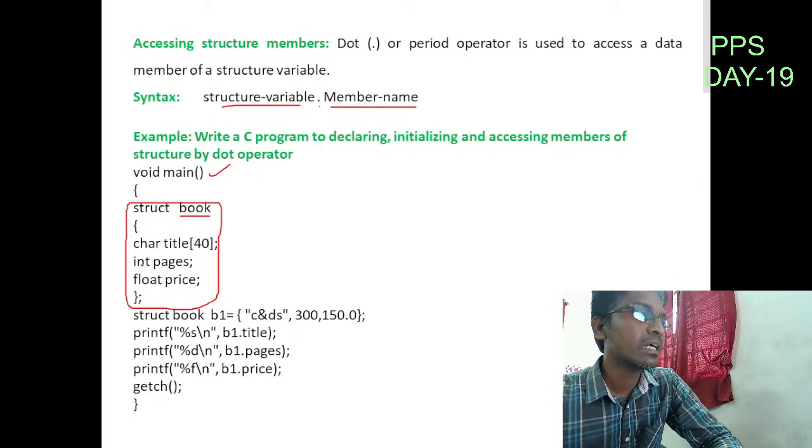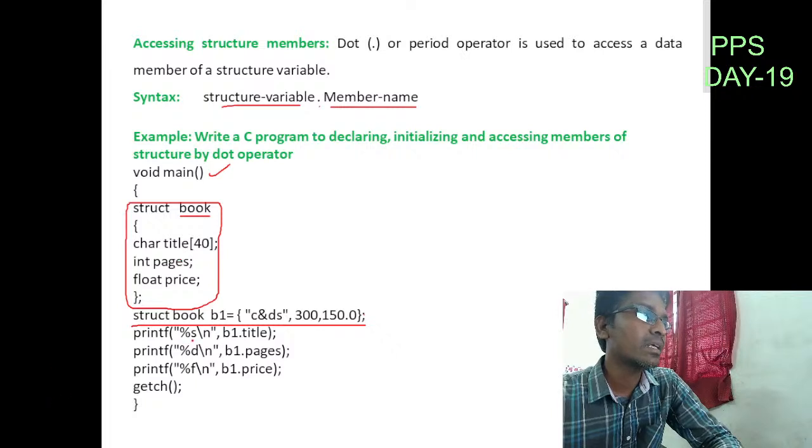So it is an integer data type, and the price of the book is a float data type. So if we want to initialize the structure members, then you have to use the keyword struct followed by the structure name. Here I am using the structure name book. Then you have to use book followed by a structure variable. So here b1 is a structure variable, equal to a list of values. The list of values are separated by commas, and it will be terminated by a semicolon. Like that you can initialize the structure members.